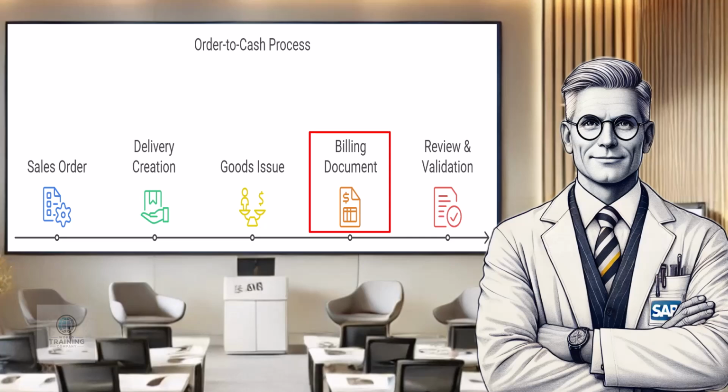Billing document generation. The final step involved generating a billing document, integrating logistics with financial postings. This document bridges the sale with accounting, covering revenue recognition and cost allocations. Review and validation. We examined the generated billing document, validating terms and conditions, pricing details, and business partner information to ensure data accuracy and compliance with organizational standards.